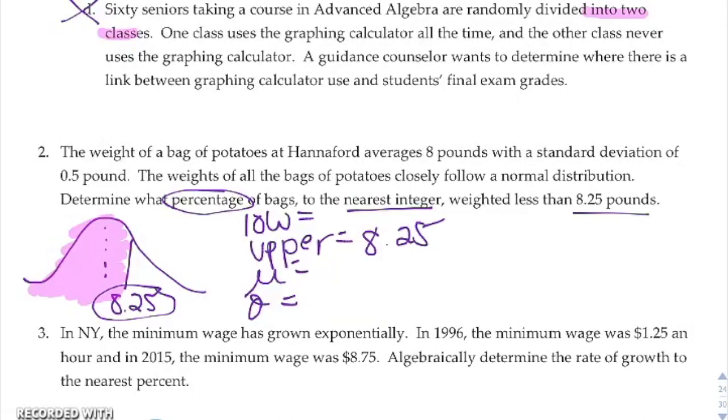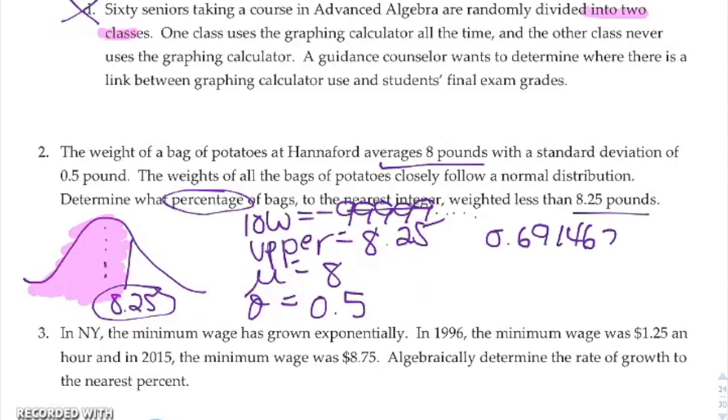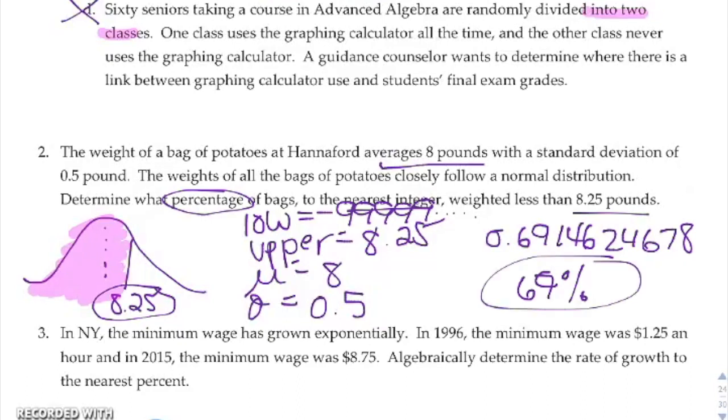Now, my calculator does not know that I'm talking about potatoes. It doesn't know that I'm talking about numbers that can't be negative. So what I'm going to put in here is actually negative infinity, or as close to it as I can get, which is negative 9999999, right? And then mu and sigma are our mean and our standard deviation. They tell me the mean is 8 and the standard deviation is 0.5. When you put that into your calculator, you get 0.691462467 and rounded to the nearest integer percent, that would be 69%. Now, remember here that if you're stuck on how to actually do that on the calculator, you can go back to my calculator video.